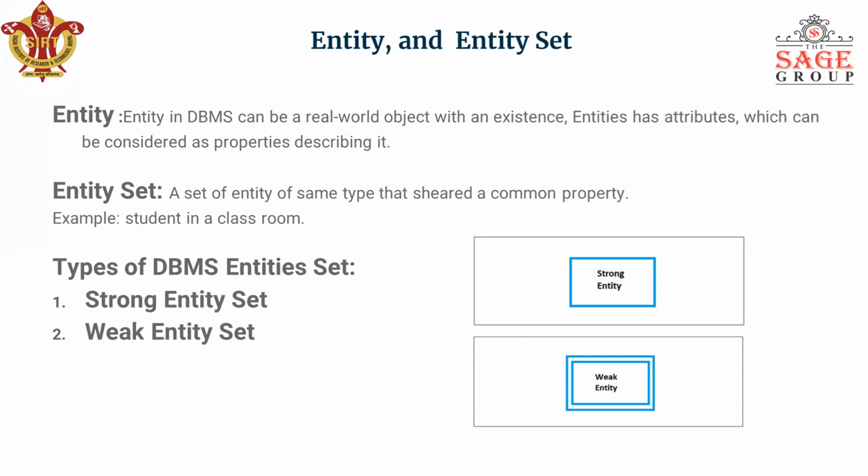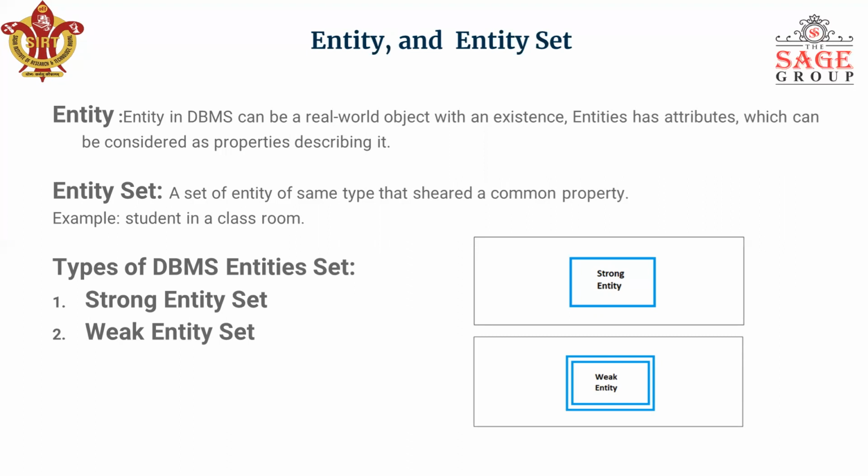For example, a student in a classroom. Basically, in DBMS, the entity is represented by a rectangular block. Means whenever you see a rectangular block, that basically indicates an entity. There are two types of entity sets: strong entity set and weak entity set.